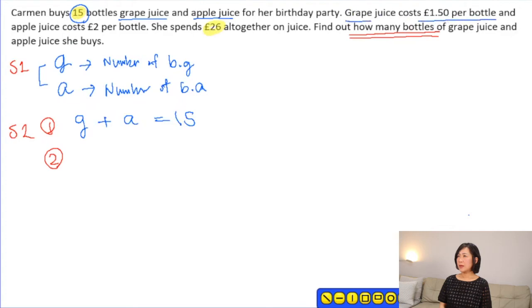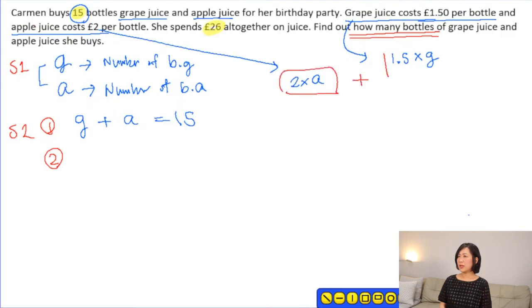Then now we've got a price of each bottle. Grape juice is 1.5, and we know there are G bottles. Apple juice is £2 each, and we have A bottles of apple juice. Then we add them together to make the total amount, right? Let's organize it. So I can say 1.5G plus 2A equals 26.